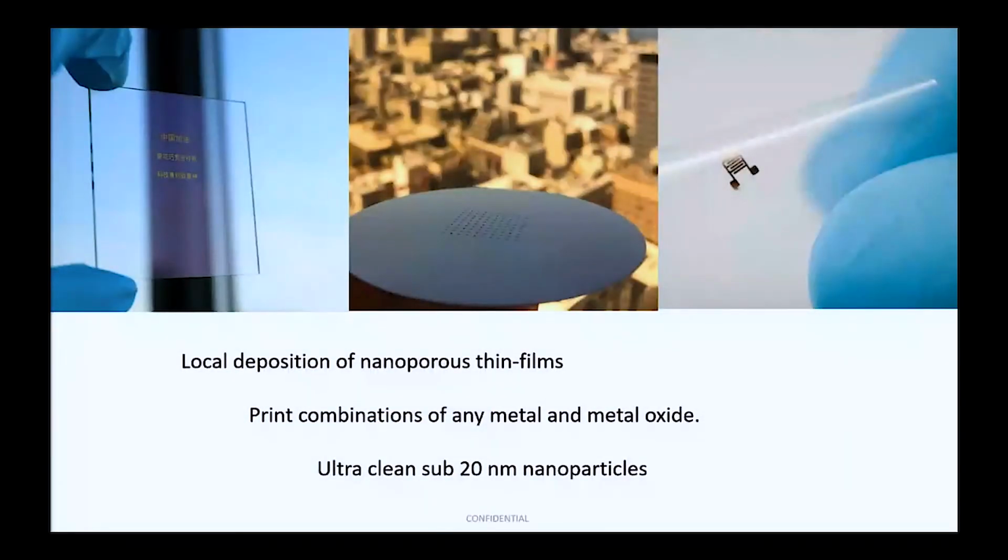And I want to conclude with the main specifications of our printer. With the VSP-P1 Nanostructured Material Printer, you're able to locally deposit nanoporous thin films. You can print any combination of metals and metal oxides, and the particles consist of ultra clean sub 20 nanometer particles.